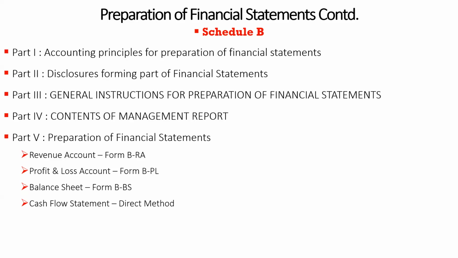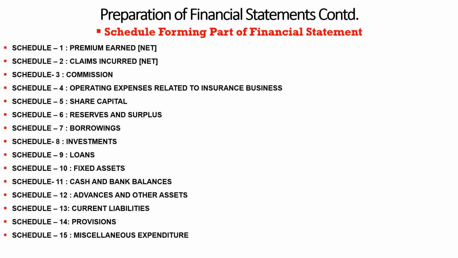Part 5 is preparation of financial statements. What statements are prepared? Revenue accounts, P&L account, balance sheet, and cash flow statement. These are the schedules forming part of the financial statements. The first 4 schedules are revenue schedules. Schedule 1 is for premium, Schedule 2 is for claims, Schedule 3 is for commission, and Schedule 4 is for management expenses, the operating expenses related to the insurance business. Out of these 4 schedules, we calculate our underwriting profit. The balance 11 schedules pertain to the balance sheet.